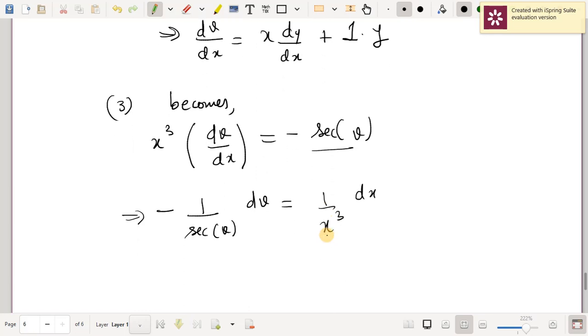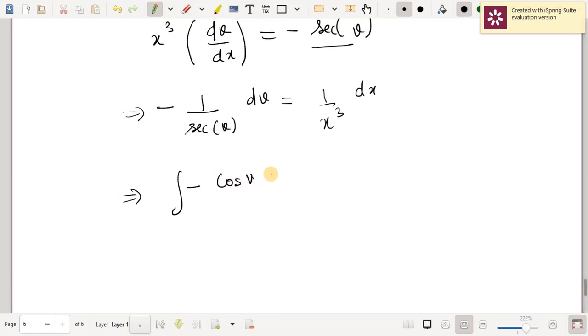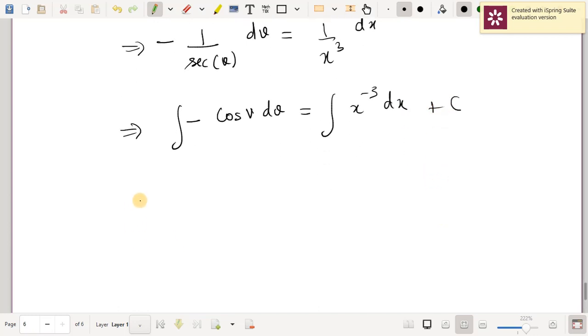Okay, now we can directly integrate this. So integrating this, integral of minus 1 by sec is same as cos of v dv is equal to integral of x raised to minus 3 dx plus the constant, which is same as writing integral of cos v is sine of v, minus sine of v is equal to integral of x raised to minus 3 will be same as x raised to minus 3 plus 1, that is minus 2 upon minus 3 plus 1, that is minus 2 plus c.